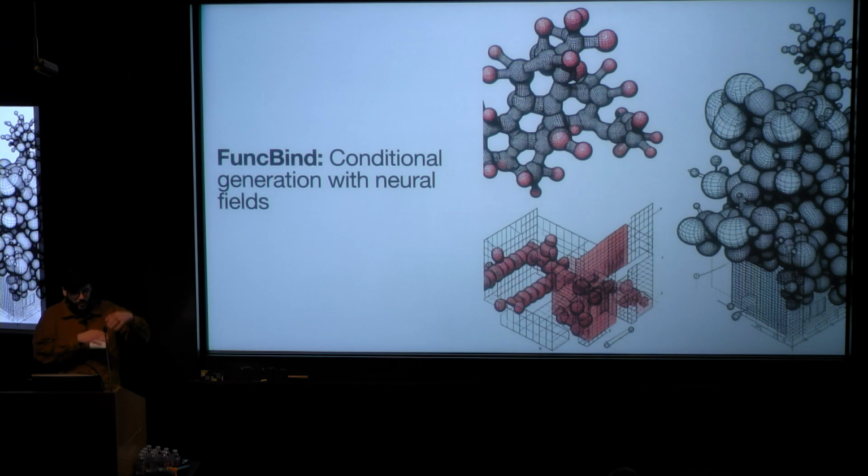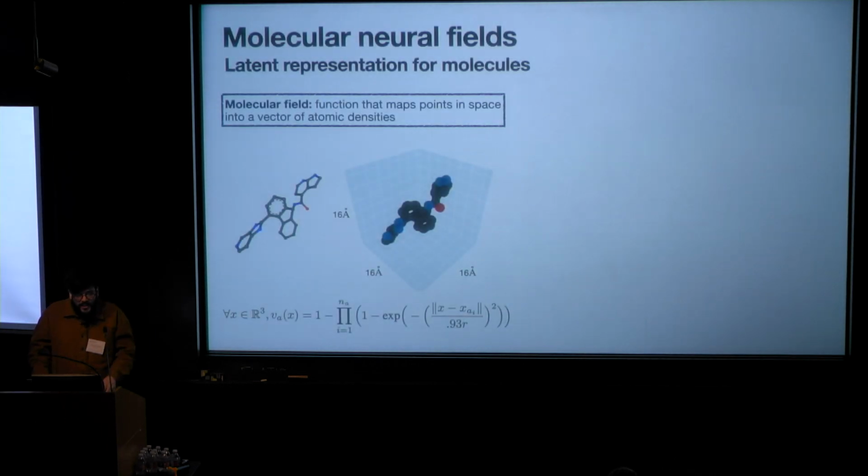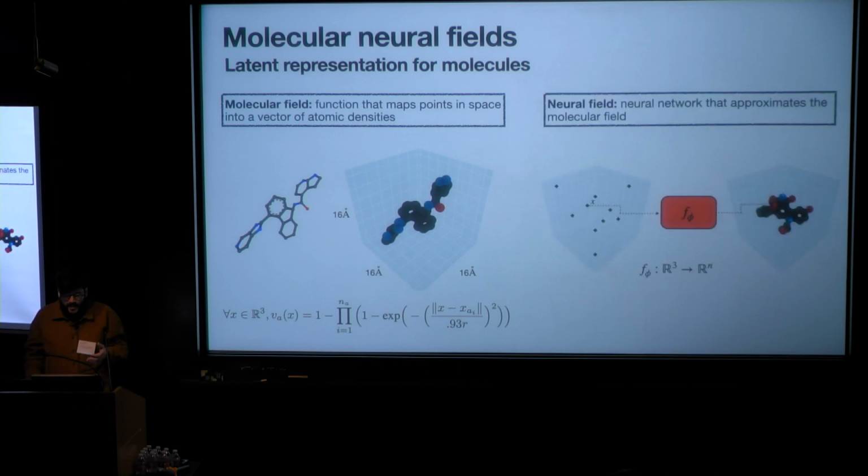So same problem as before. We have a protein target, and we want to generate molecules that would fit to it, but using this different kind of representation, which, by the way, is now the state of the art in 3D computer vision. Most of the people in that community are using this kind or variations of this kind of representation. So remember that molecular fields are functions that map points in space into vectors of atomic density. And the neural fields are basically neural networks that approximate that molecular field.